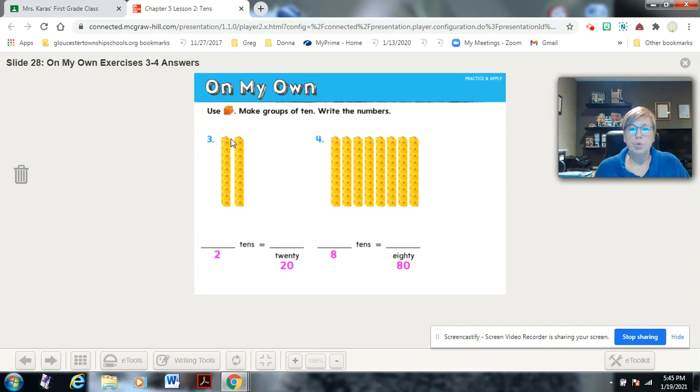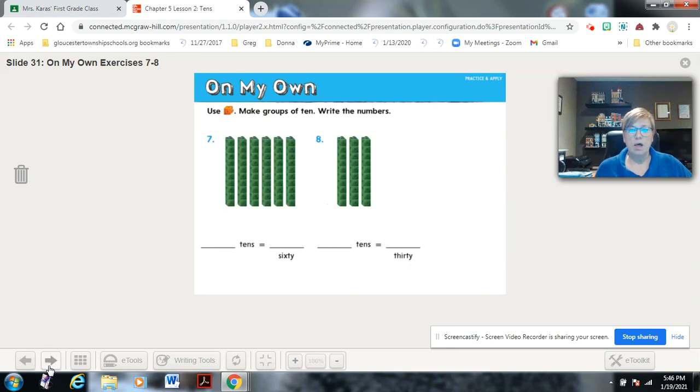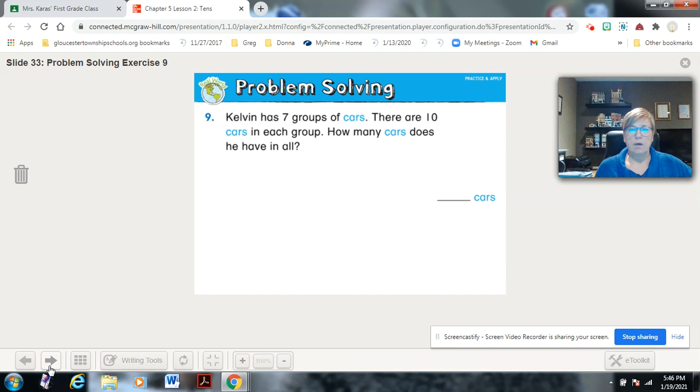Yes, there were 2 groups of 10 that equal 20. And on number 4, there were 8 groups of 10, and that equals 80. All right, pause and solve. Here are your answers. Okay, 7 and 8, pause and solve. Here are your answers. All right, now let's look at the problem here.